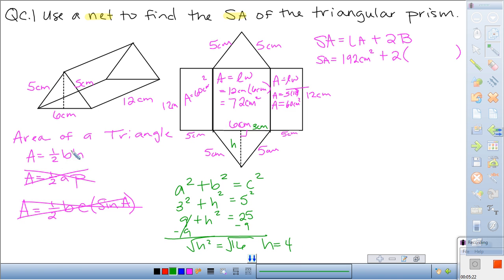Now I know my base, 6, and I know my height, 4, so I can find the area of my triangle, and I'm just going to plug that right in here. 1/2 times the base, which we said was 6, times the height, which we said was 4.